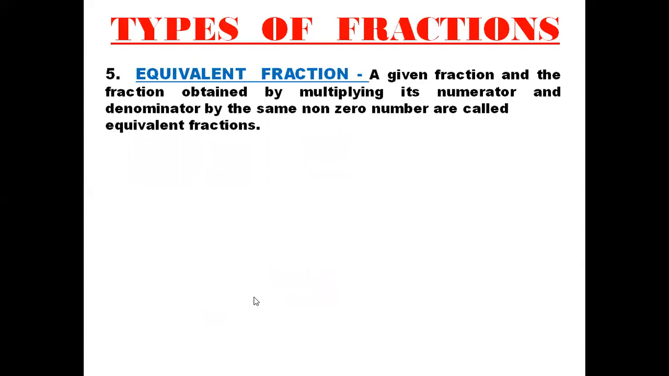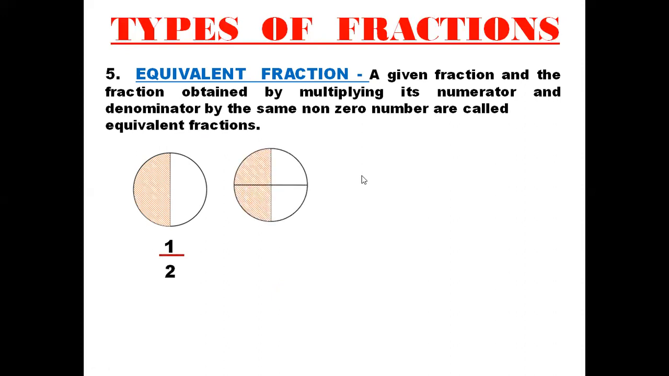Now we come to equivalent fraction. A given fraction and the fraction obtained by multiplying its numerator and denominator by the same non-zero number are called equivalent fractions. So here if we consider this fraction half, if we multiply the numerator as well as denominator with the same non-zero number, it will be an equivalent fraction.